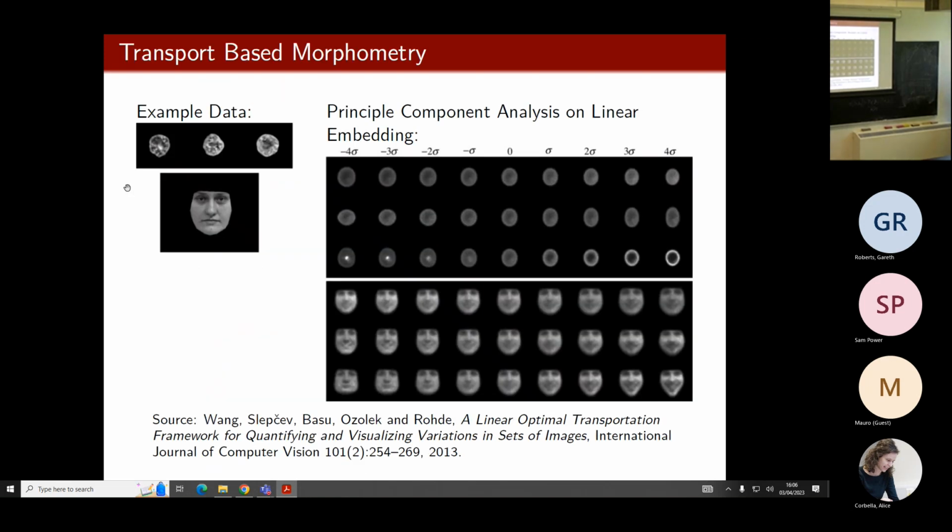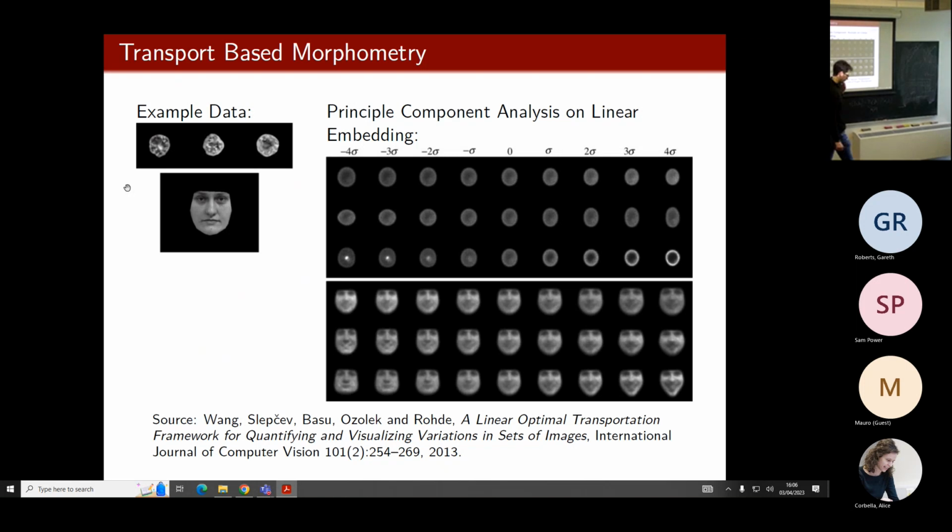So yes, okay, so this is an example. There's two data sets here. This is a data set of cells, and this is a data set of faces. I'll just describe the cells to start off with. This is actually describing the linear optimal transport framework. I don't know how many hundreds or thousands of cell images there were in this data set here.